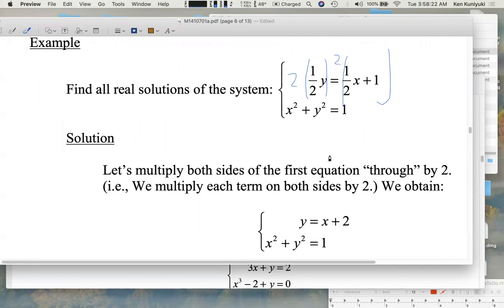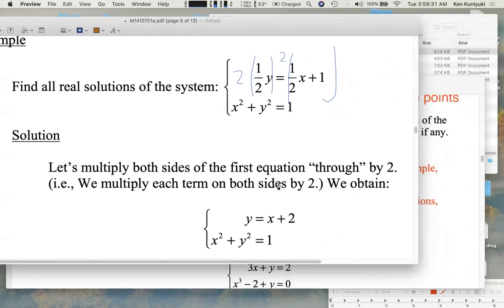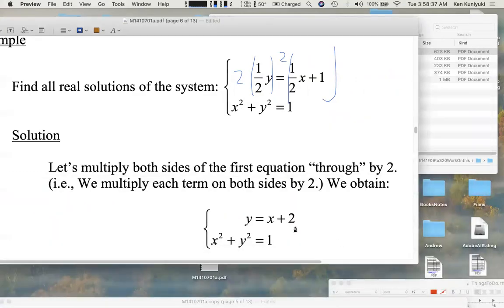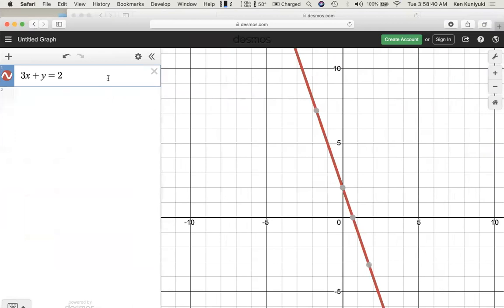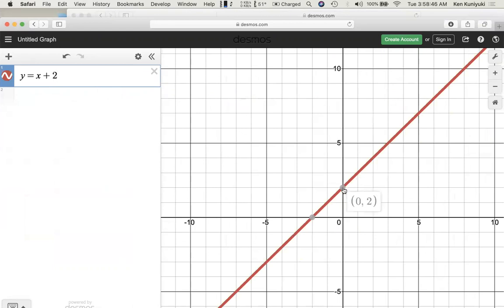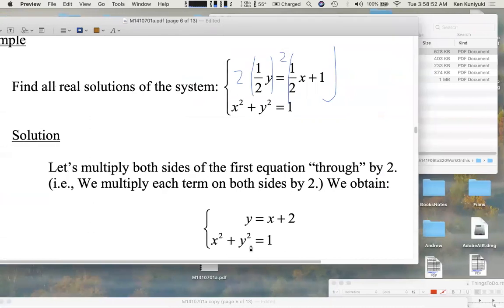Again, I'm making the point that operations that are fair for a single equation are also fair for a single equation in a system. Now, let's consider graphing these. How do you graph y equals x plus 2? Well, that's going to be a line. Slope 1, y-intercept at (0, 2). But now, how do you graph x squared plus y squared equals 1? Do you remember section 0.13? That is going to be a circle. The classic unit circle centered at the origin.